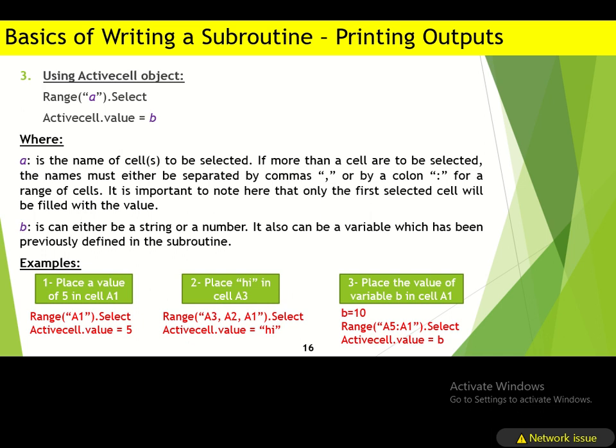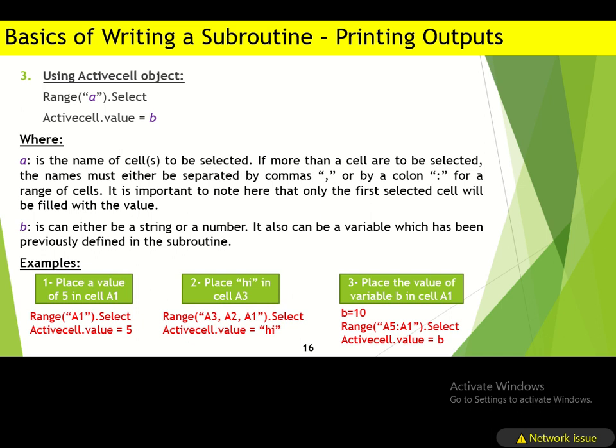In those cells which you have selected, put what? B. Clear? Clear or not? So the good thing is the difference between this one and the last one is the last one only executes the command. This will select the cell and then execute. Sometimes it is helpful when you are plotting a graph or something like this. It is helpful to do it like this.